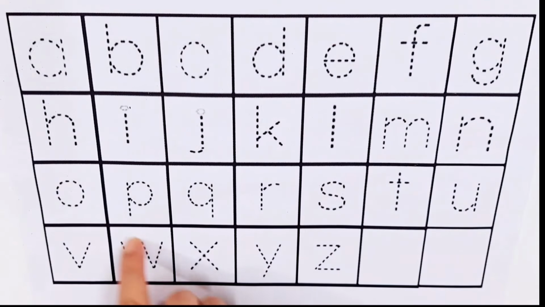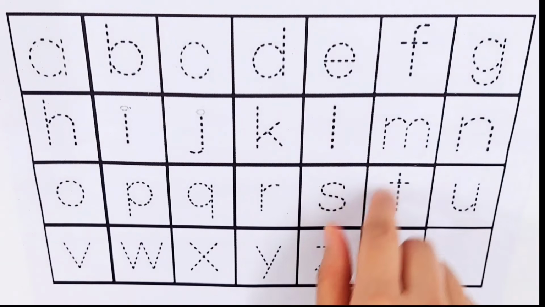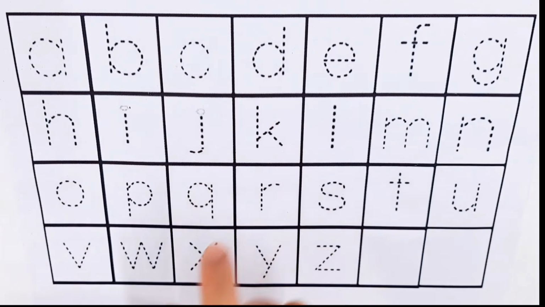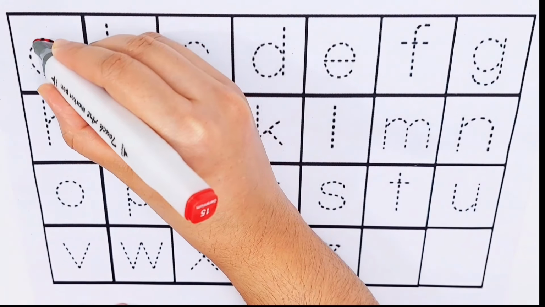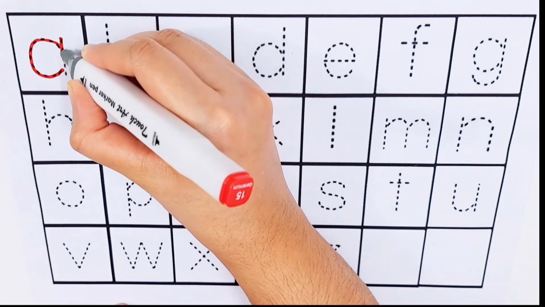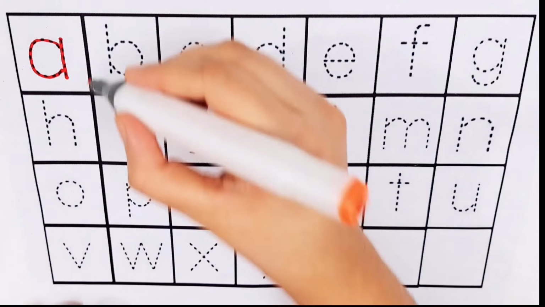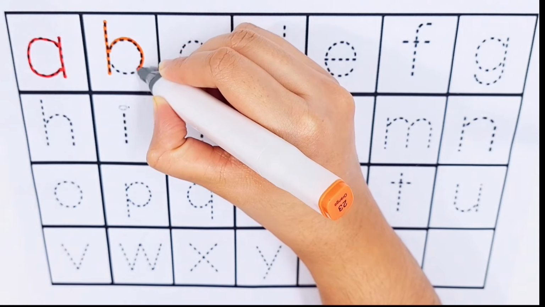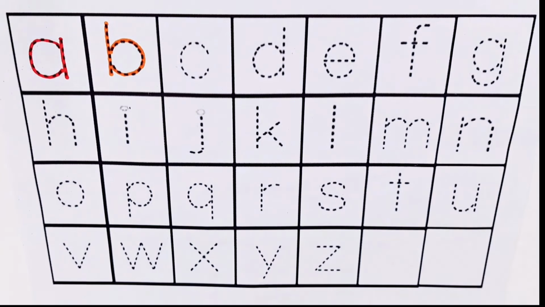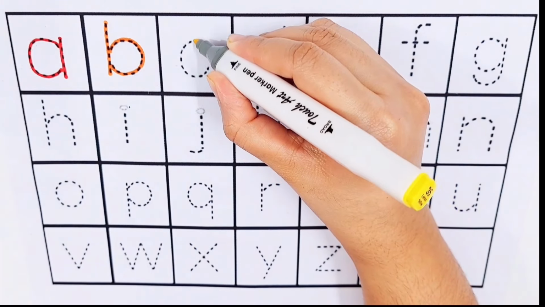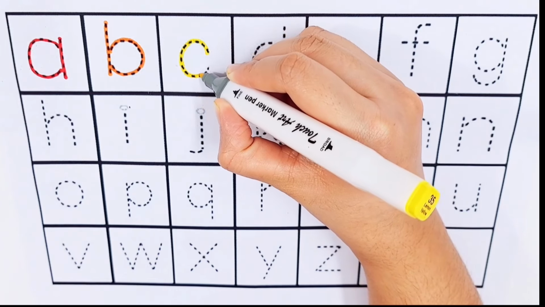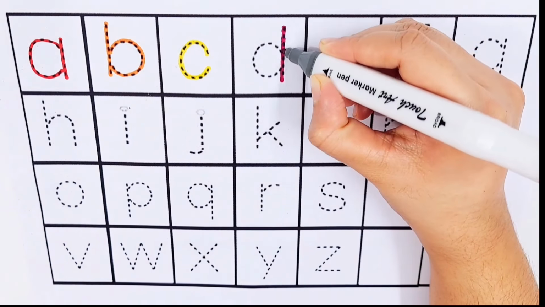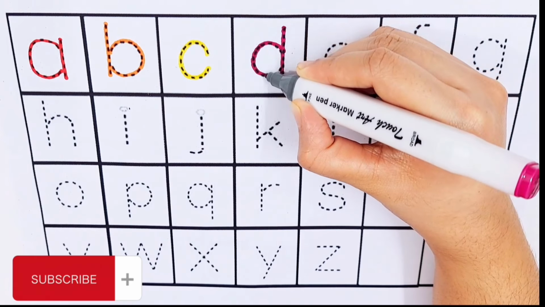Let's try to learn some alphabets, small letters. A, B, C, D. A. A is for ant. B. B is for banana. C. C is for coffee. D. D is for doll.